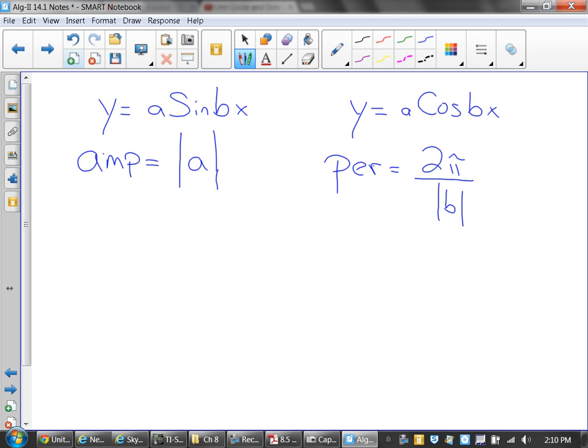So what we're going to be able to do is take a graph or take a function that looks like this, y equals 1/2 sine of 4x, and be able to plot and graph that by just plucking out the A and the B. So let's do it. When I'm looking at 1/2 sine of 4x, what's my value of A? 1/2. What's my B value?